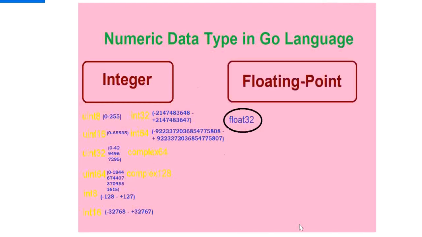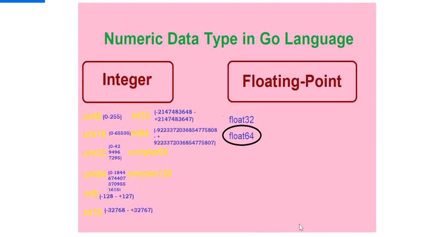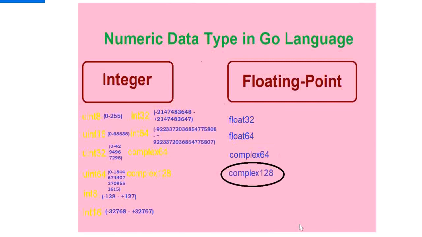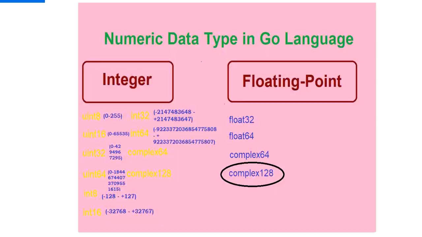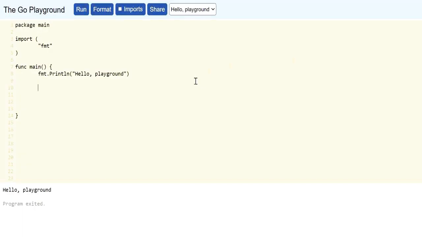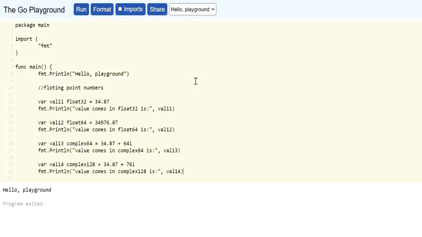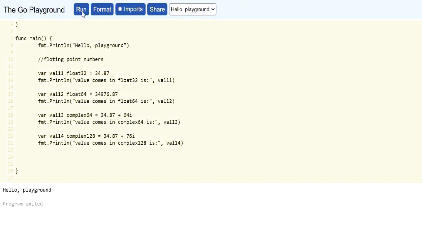Let's jump to the floating point data types, where we have float32, float64, complex64 and complex128. As we saw, any real number that contains a decimal point which is not fixed within the number is a floating point number. Let's see the declaration of all these data types: float32, float64, complex64 and complex128. Here I am declaring floating point numbers by using float32, float64, complex64 and complex128 data types. Let's run the code.